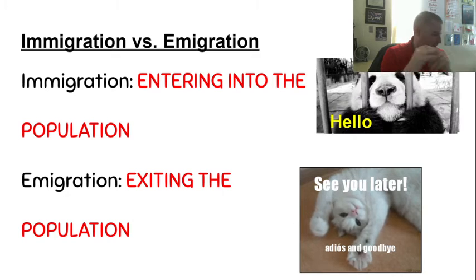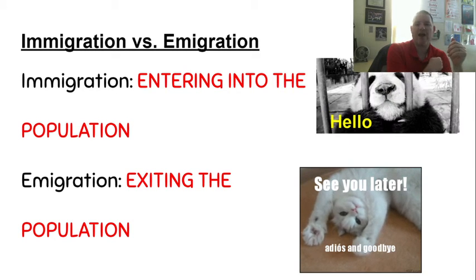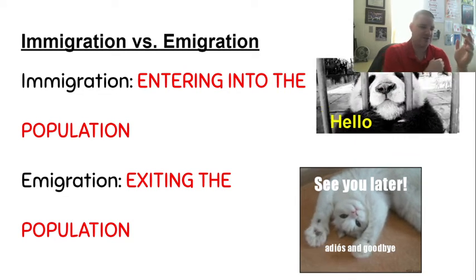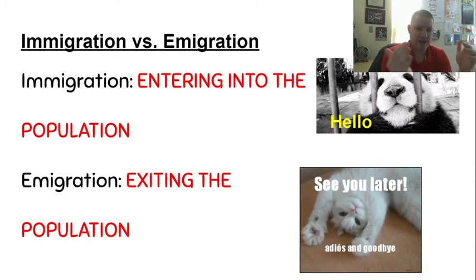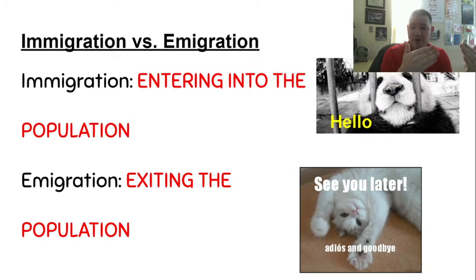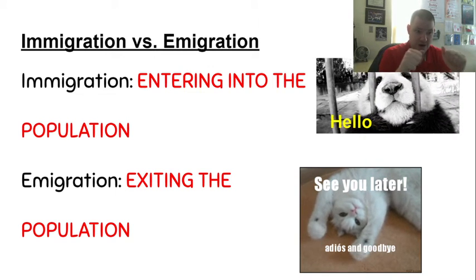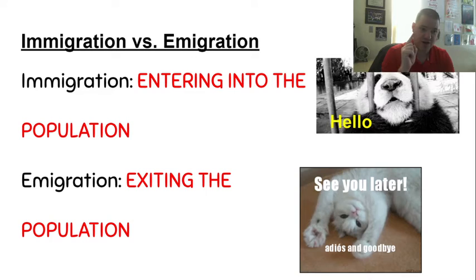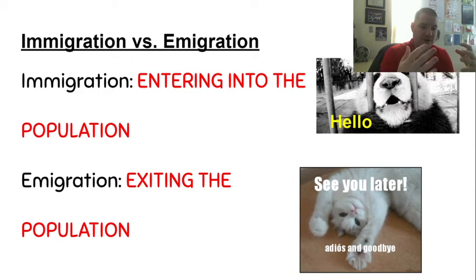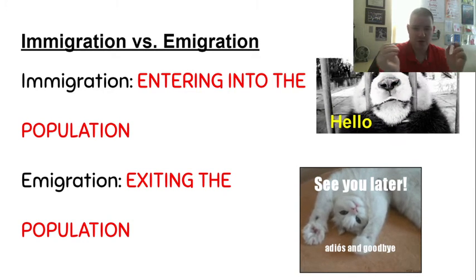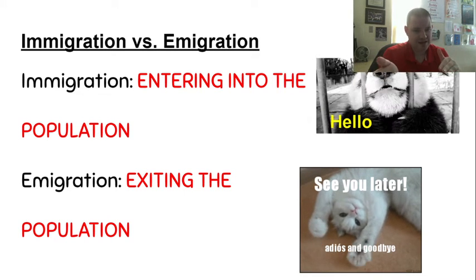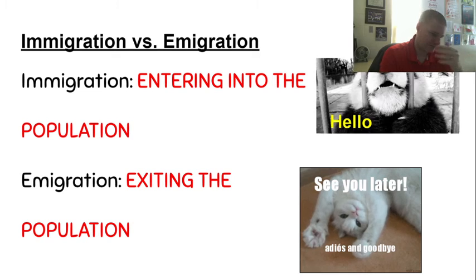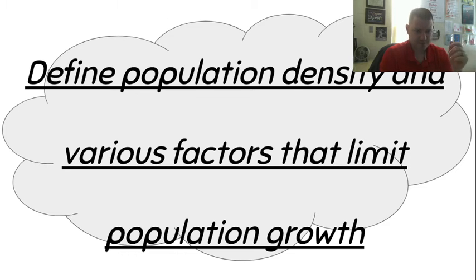Now, the words used to describe when something enters the population versus when something exits the population are immigration and emigration. Immigration is when you go into the population. I like to think I with I: immigration, into. While emigration is when you're exiting: E with E, emigration, exit. So how does this stuff all affect a population?